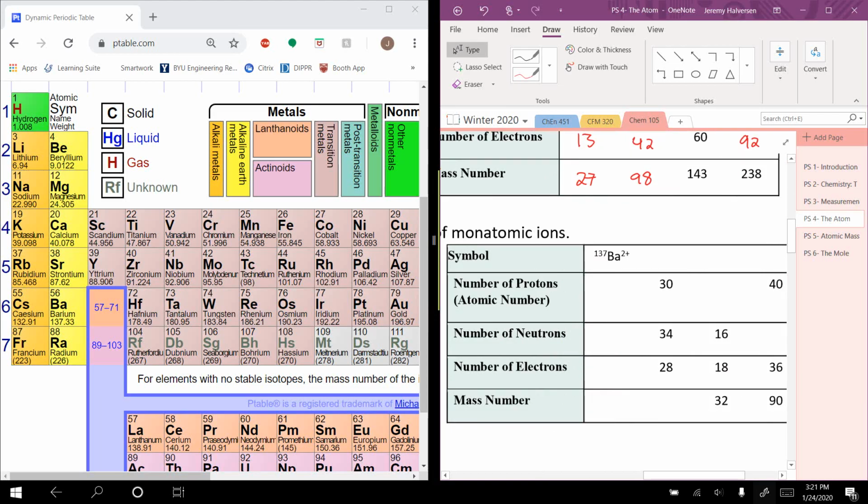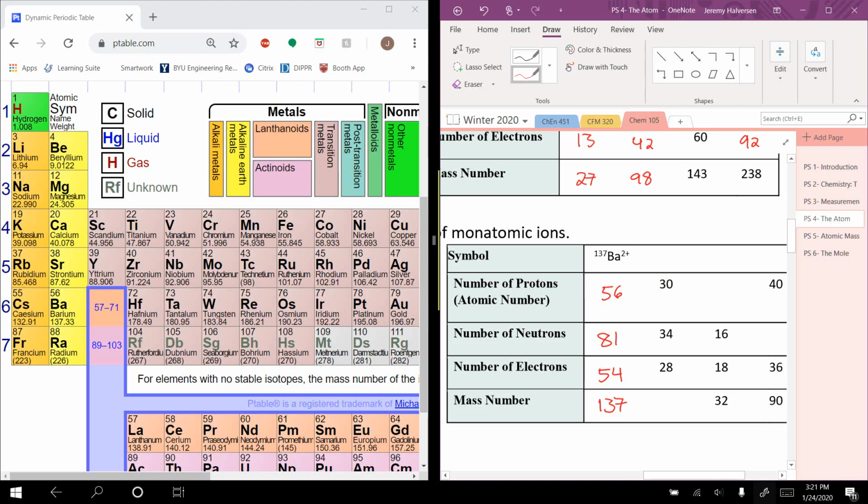Barium 2 plus 137. All right, they give us the mass as 137. Barium tells us that the number of protons, the atomic number, is 56. And then from those two, we can find the number of neutrons, which is 81.